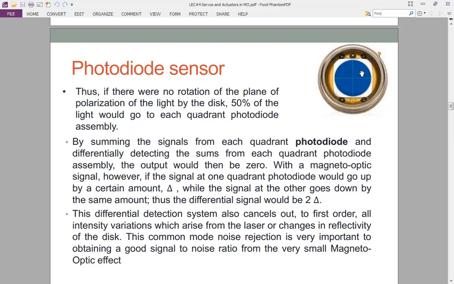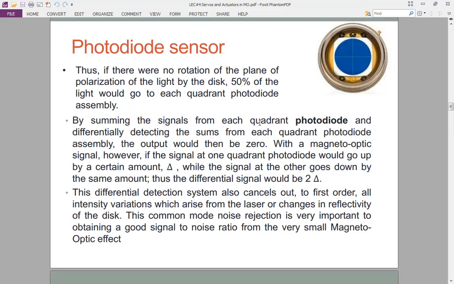So an example has just been given here that if one quadrant goes up by an amount delta, then the other quadrant will go down by an amount delta. And so the difference in light intensity between those two quadrants will be 2 delta. And because of that difference, it means there's an error. All right. This differential detection system also cancels out the first order intensity variations which arise from the laser or changes in reflectivity of the disk.